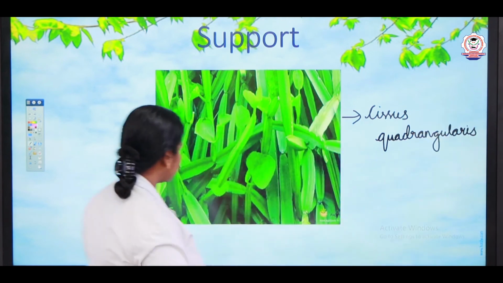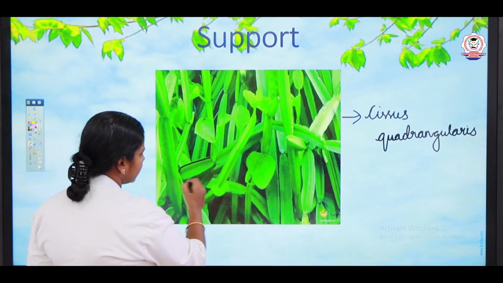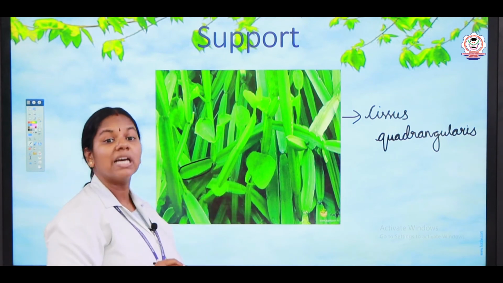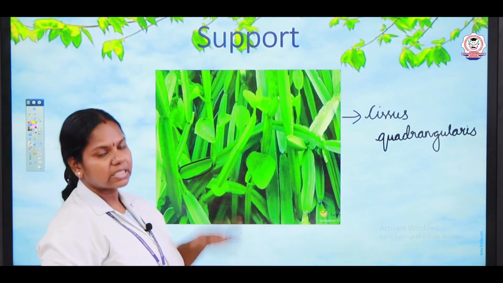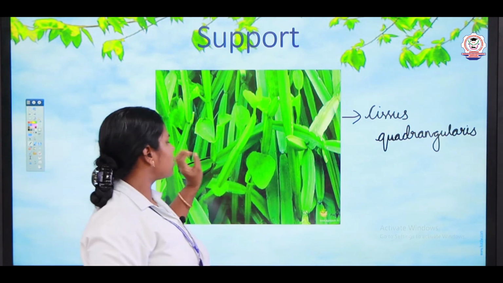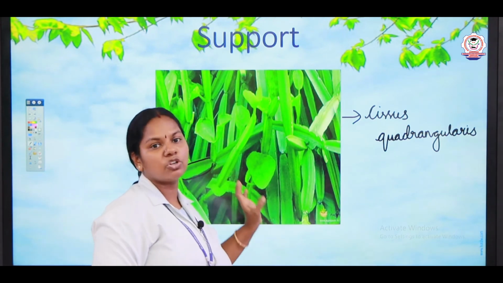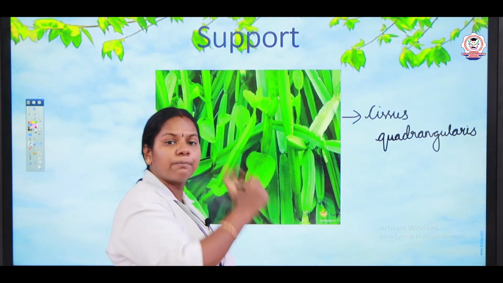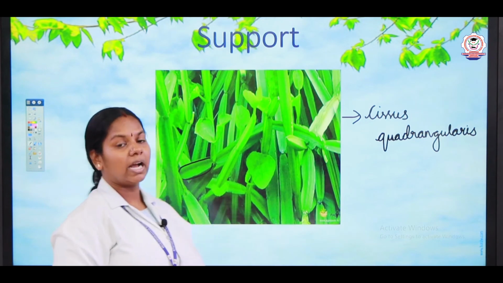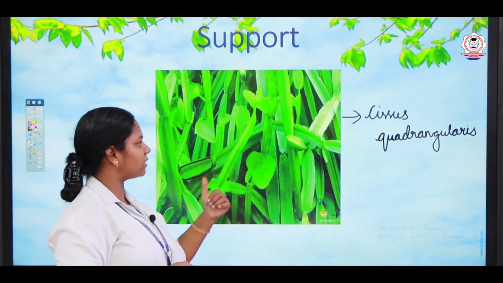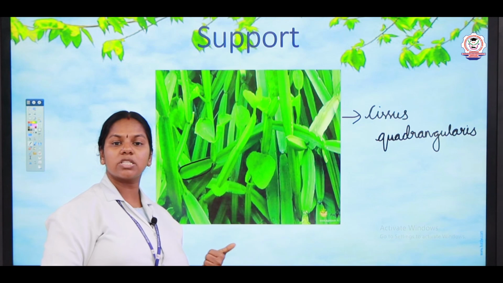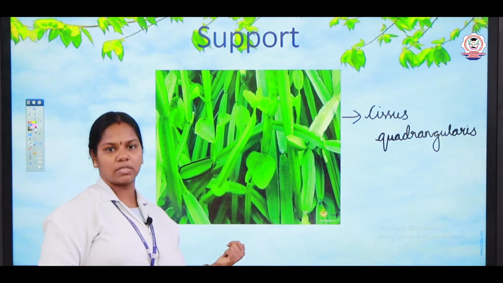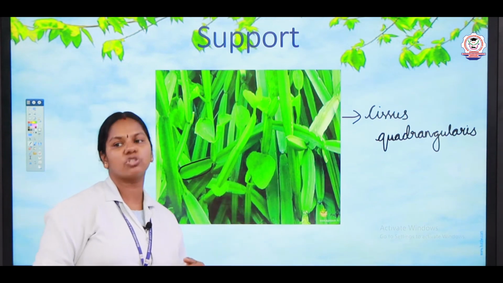And you can see this is the stem of this, and this stem is responsible for the support, and the stem bears leaves at their nodes, and these stems are responsible for supporting the entire plant. And I will tell you one of the uses of this Cissus quadrangularis, children. It is good for the bones. You can also say it is a bone joiner.